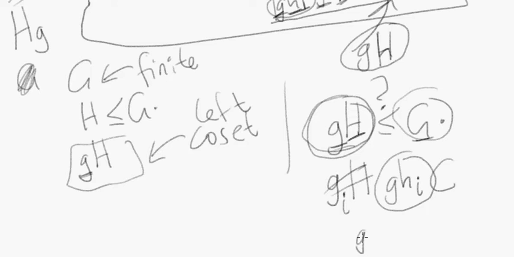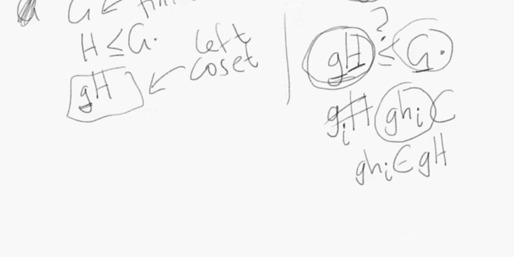So gh_i, for any h_i in H, has to be an element of gH. That's what we'd have to check. But is that necessarily true? That's closure. Or even better, forget that. That is by definition an element of gH. So that's not really what we're worried about here.